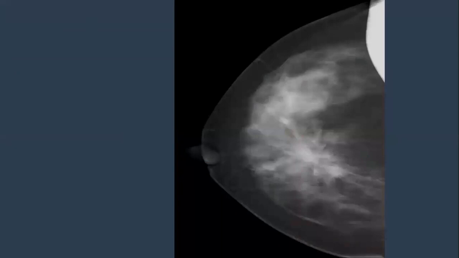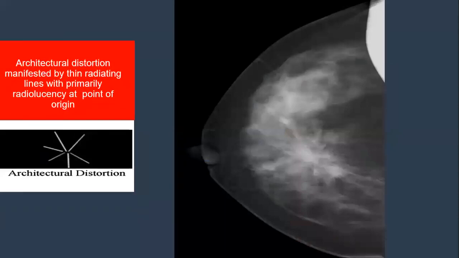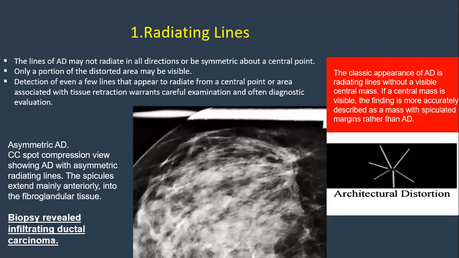What you can see here, which type of the above mentioned architectural distortion is this? You can see lines radiating from a point. Excellent. This is the commonest or typical architectural distortion, manifested by thin radiating lines with a central radiolucent point. The lines are pointing to that central area, as illustrated here. This is a typical and the commonest type of architectural distortion.